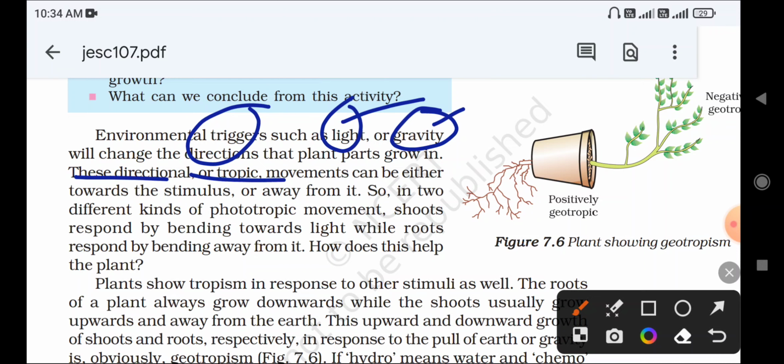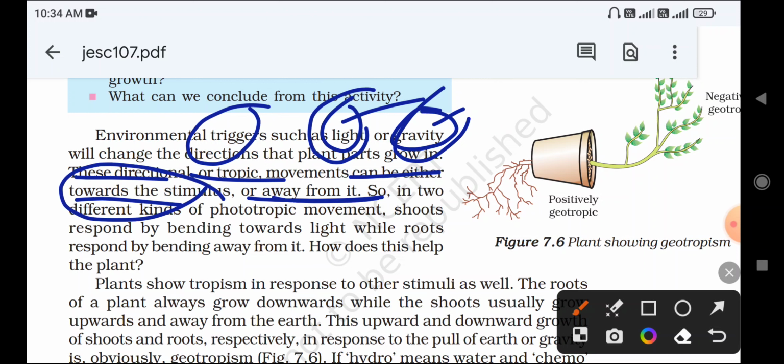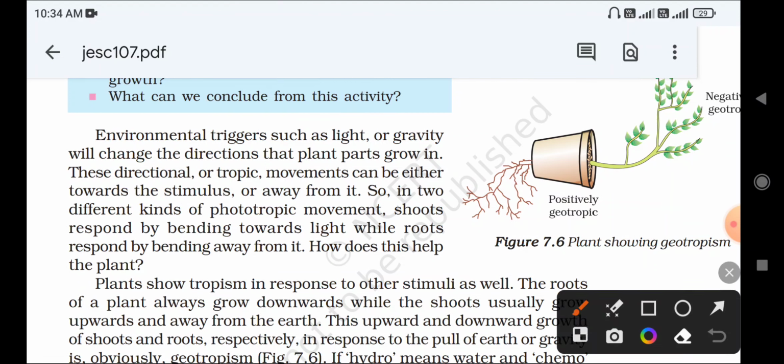These directional or tropic movements can be either towards the stimulus or away from it. Light or gravity influence the movement of the plant, so the movement is towards the stimulus or away from the stimulus. There is a possibility of the plant moving towards the stimulus, or sometimes away from the stimulus. Both cases are possible here. So in phototropic movements, one is towards the stimulus, another is away from the stimulus, right? In these two types of tropic movements, shoots respond by bending towards the light.